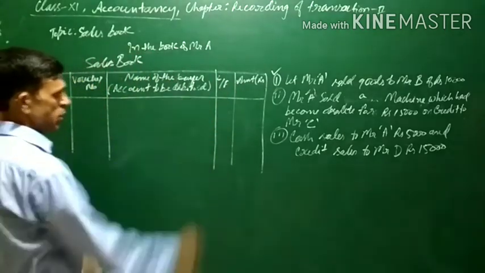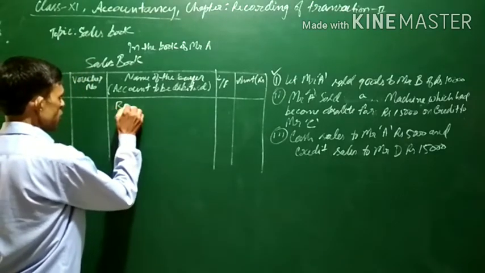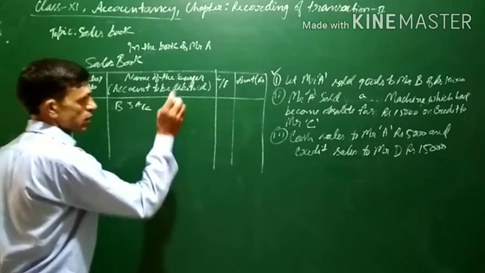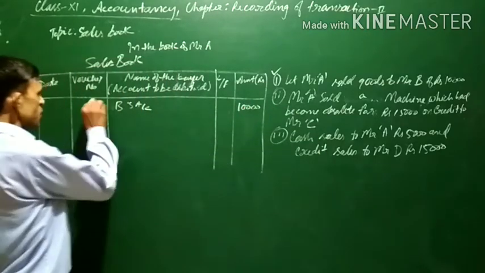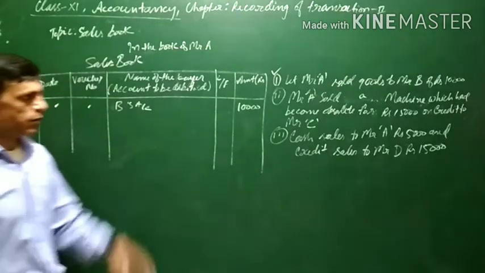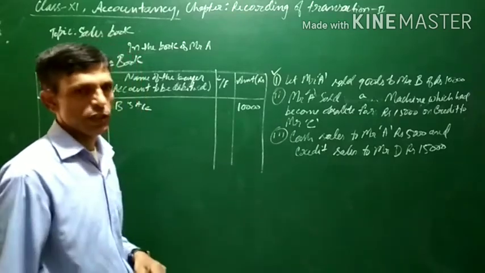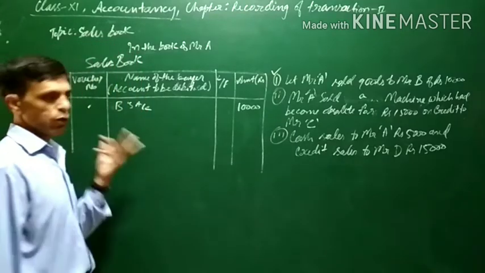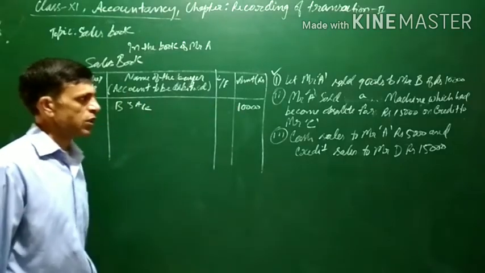The account to be debited, that means B's account will be debited. Here we will be writing B's account. The sales is of ₹10,000. Voucher number is not mentioned, date is not mentioned. Generally, if sales are being made, credit sales especially, then there will be a date and a voucher number on which this sale was made. Although it is not mentioned, we are leaving it blank.